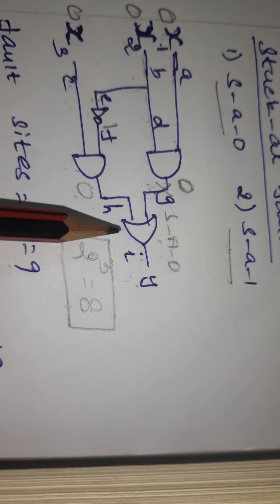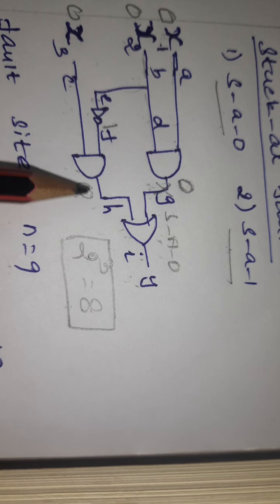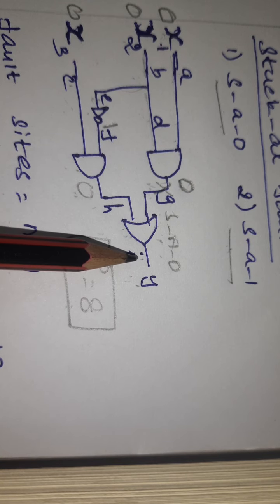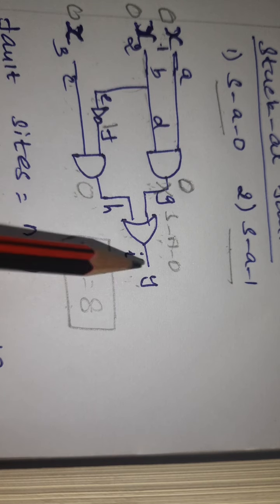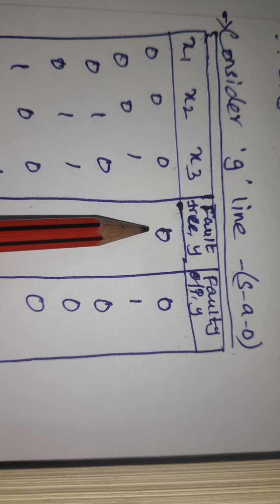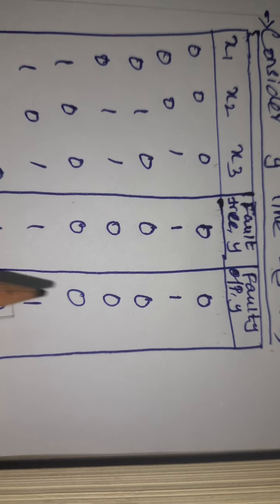What is the output of the OR gate for this combination of inputs? 0 plus 0. OR gate means plus, logical OR operation. 0 0 means the output is 0. See, like this we make the truth table of this circuit, that is the fault free response circuit.